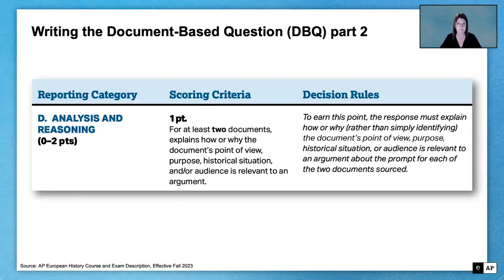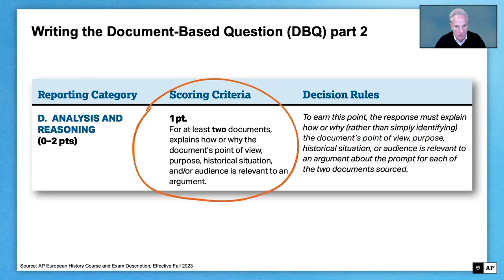So very important. The D category is the analysis and reasoning. For at least 2 documents, this is what we call the D1 point. You need to explain how or why that document's point of view, purpose, historical situation, or audience is relevant to the argument. Historians call this sourcing. You're going to source the document. So don't just tell us what the document says, but tell us how that document's point of view, purpose, historical situation, or audience is relevant to the argument about the prompt in at least 2 documents. And we'll show you an example of that.